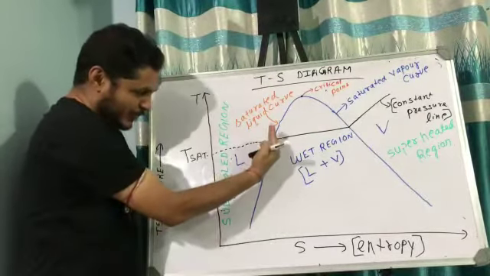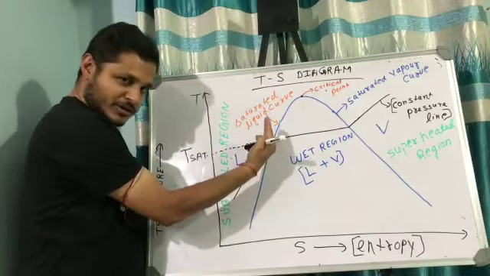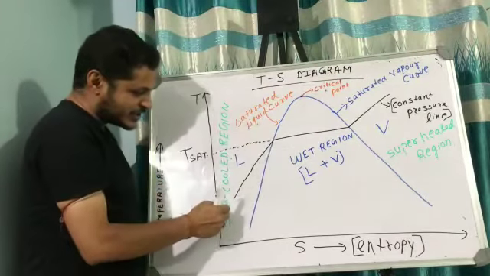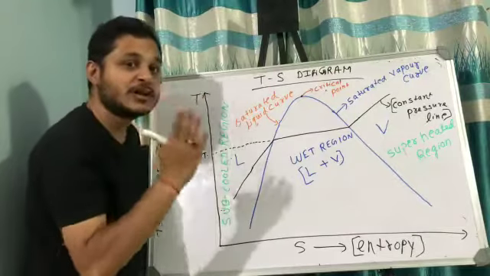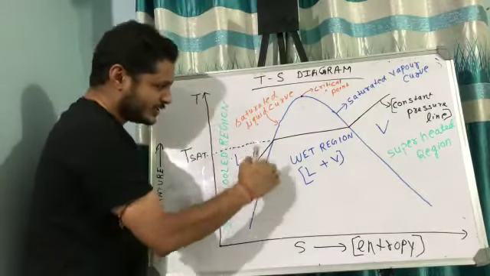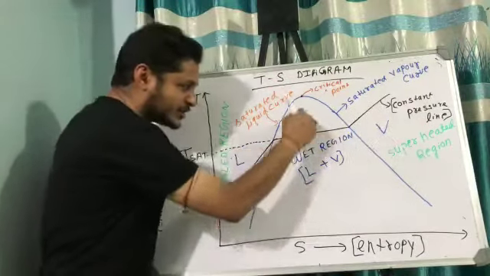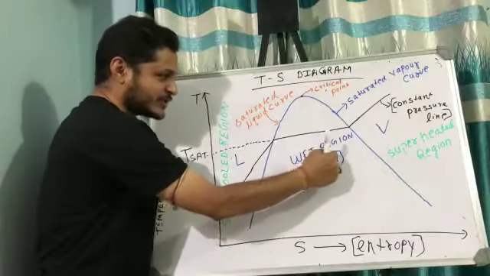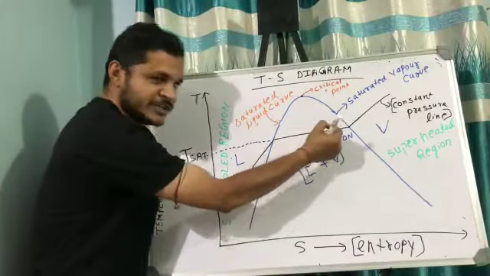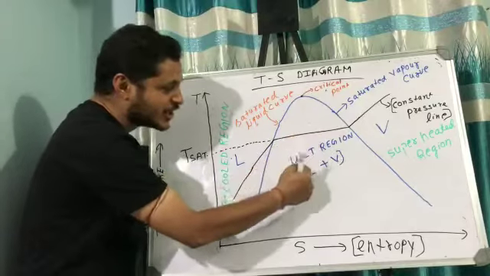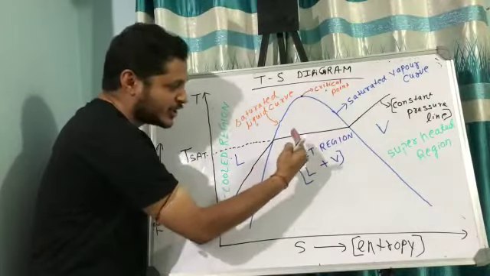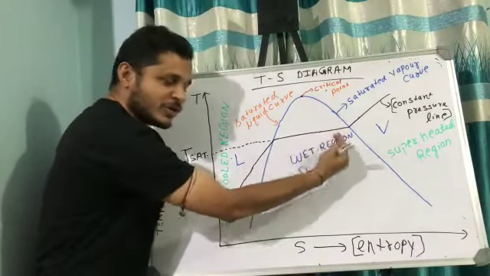Before this saturated liquid curve, the region is called the subcooled region or undercooled region. The area under this dome, where I have written L plus V, is the wet region. So wet region means liquid plus vapor. Here liquid also prevails and vapor also prevails.